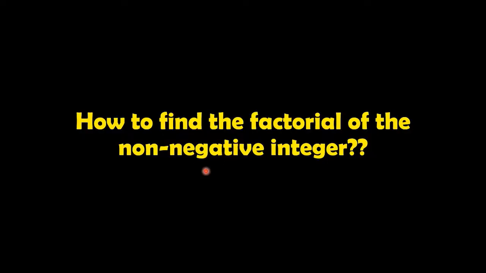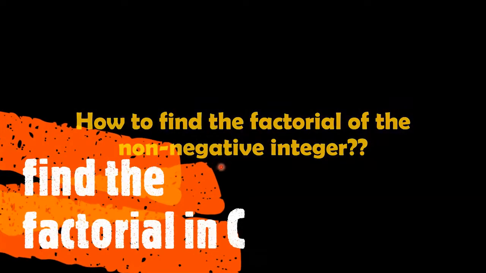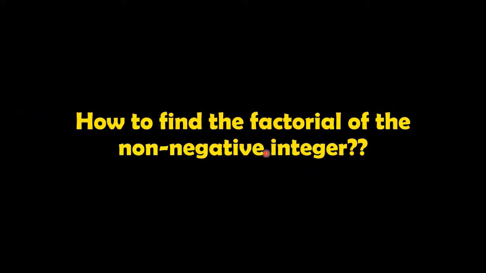Hi friends, so here is another exercise problem for you. The exercise says: write a C program to find the factorial of a non-negative integer. So in this tutorial we are going to write a C program which will find the factorial of the non-negative integer. Why have we talked about the non-negative integer here?